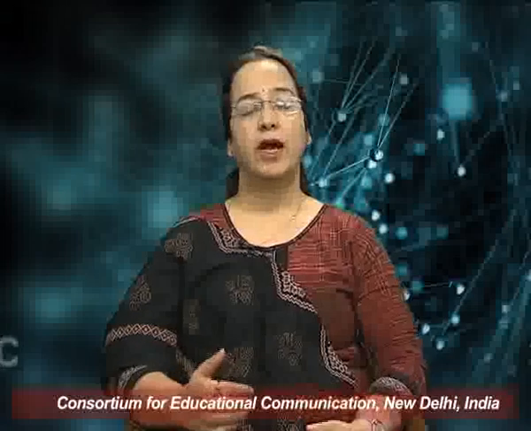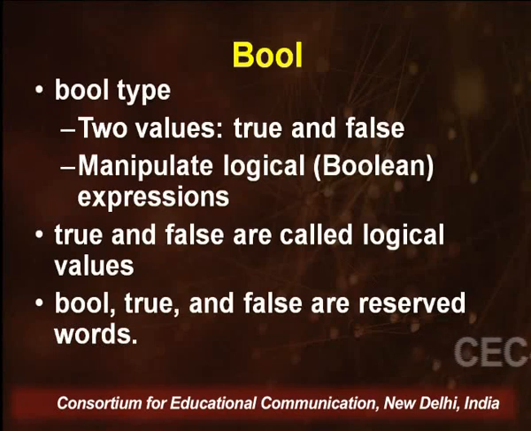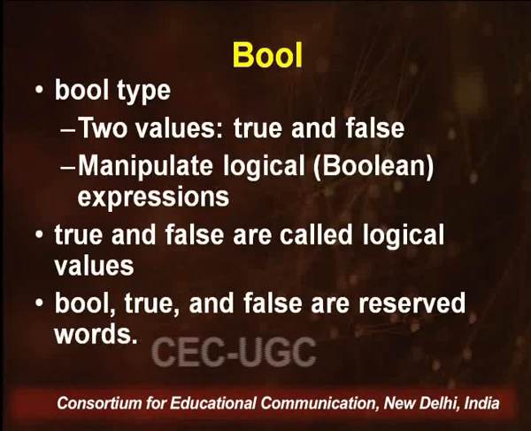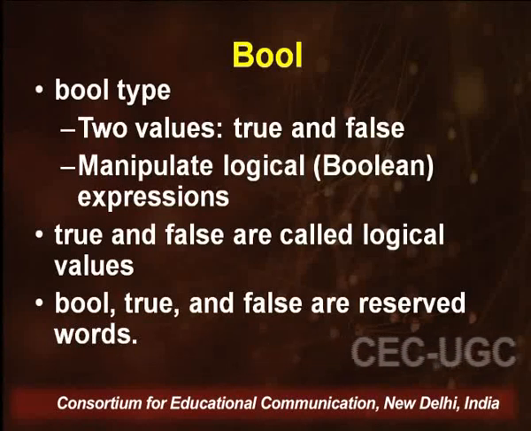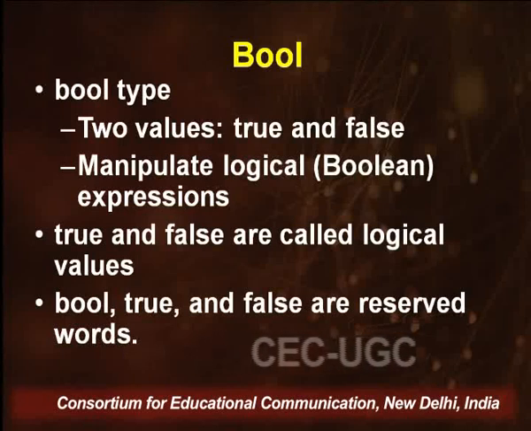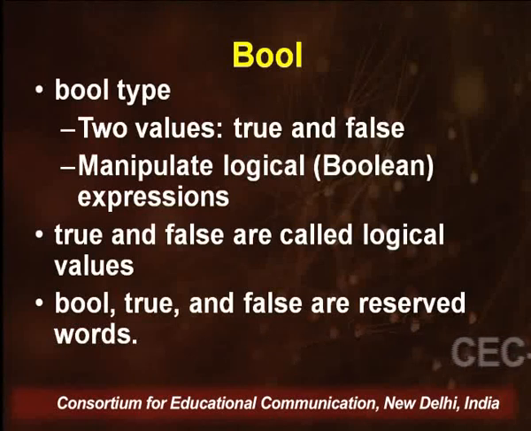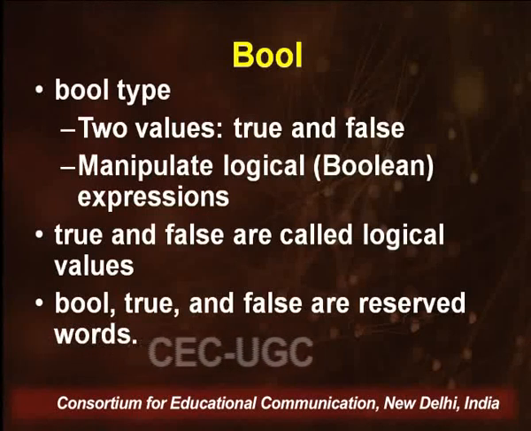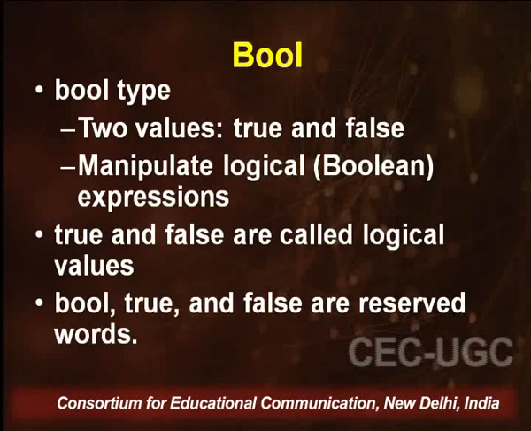Apart from that, we have one data type which is the Boolean data type, and the common name for Boolean data type is bool. It can have only two values, one is true, another one is false, and as true and false are there, you must be guessing that it is there to manipulate logical expressions or Boolean expressions, and these true and false values are known as logical values. One thing to be noted here is that bool, true and false are reserved words.